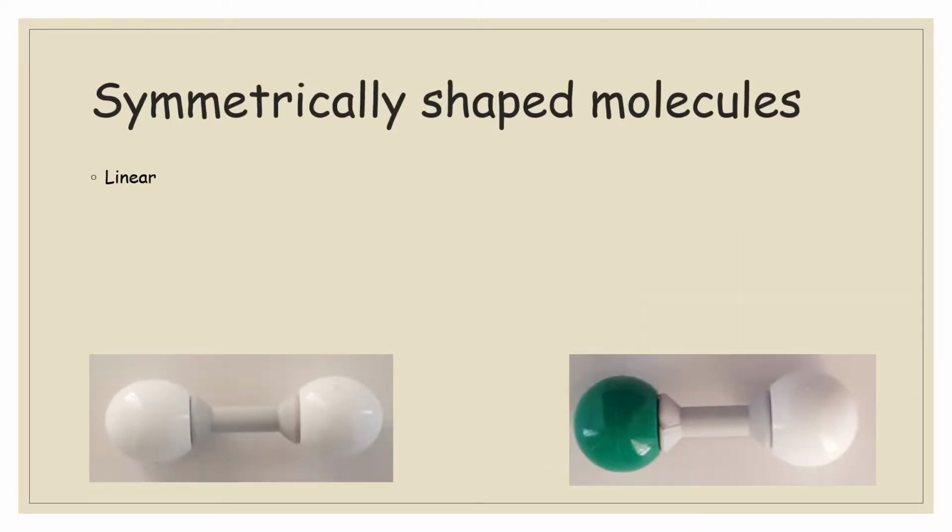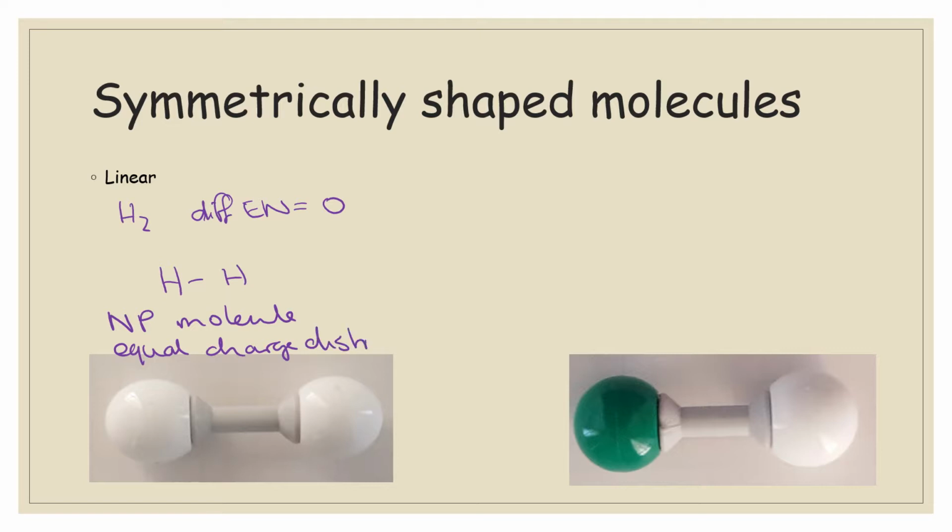Now let's look at some symmetrically shaped molecules. The first shape we're going to look at is linear. So linear can either be polar molecule or a non-polar molecule, depending on how the sum of the dipoles works. Our first example is hydrogen. Because the sum of the difference in electronegativity here is equal to 0, hydrogen is a non-polar molecule because it has an equal charge distribution. So here the sum of the dipoles is equal to 0.